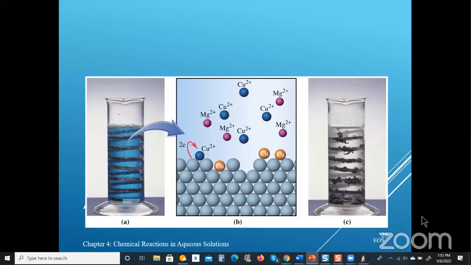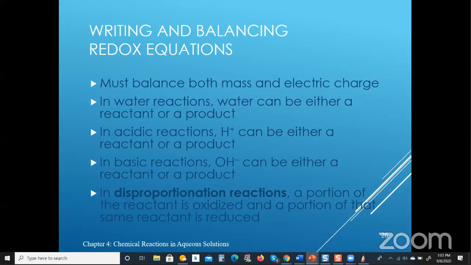Let me go to the PowerPoint here and see what's up next. Okay, so we're going to get into balancing redox equations. Now, I must admit, this information here is not the greatest. It doesn't clearly indicate how to balance equations of this type. So in my opinion, the best way to learn this process is to jump directly into an example. Let me go back to my writing pad.